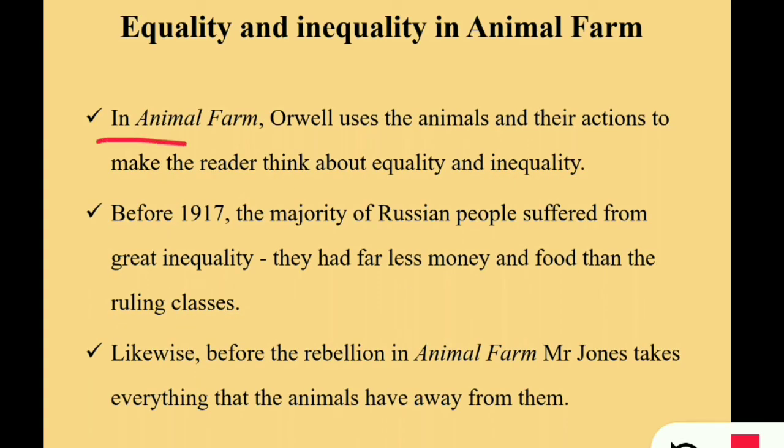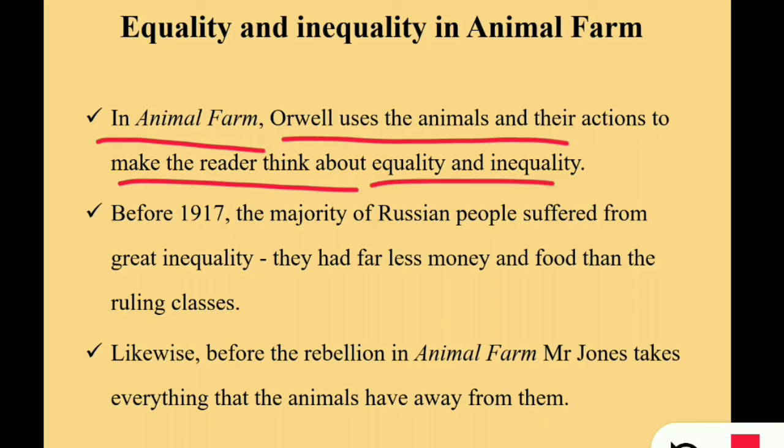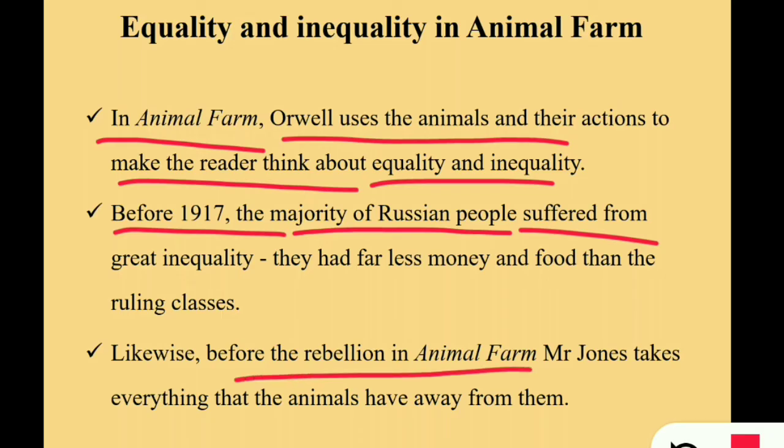In Animal Farm, Orwell uses the animals and their actions to make the readers think about equality and inequality. Before 1917, the majority of Russian people suffered from great inequality. They had far less money and food than the ruling classes. Likewise, before the rebellion in Animal Farm, Mr. Jones takes everything that the animals have away from them.